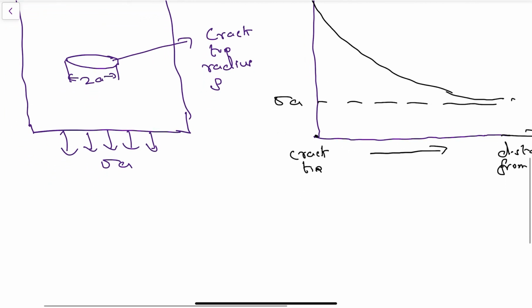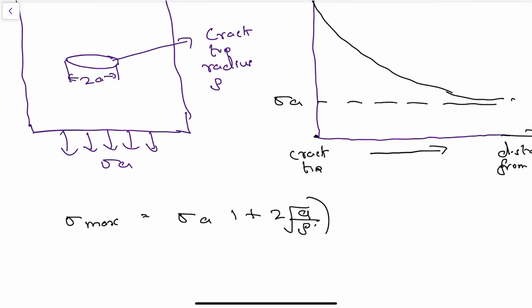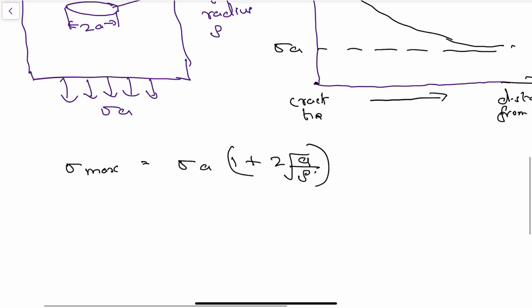So how to quantify it? That is sigma max. What will be the maximum stress? That will be at the crack tip. So that will be equal to sigma A into (1 plus 2 times a by rho), where sigma A is the stress at the center of the crack, and rho is the crack tip radius. So you can see that.